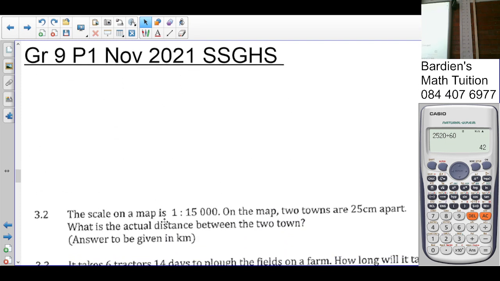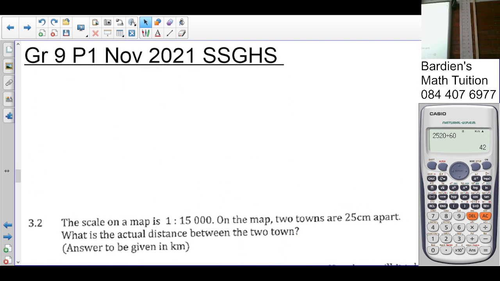Next. Question 3.2, we are told that the scale on the map is 1:15,000. What does that mean? That means to say that 1 centimeter on the map is 15,000 centimeters in reality. 1 millimeter on the map is 15,000 millimeters in reality. That's basically what it says. So definitely I'll need that ratio, 1:15,000.